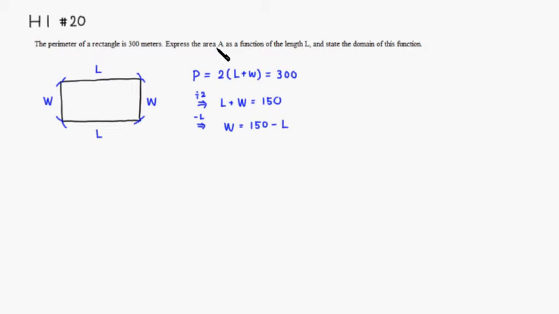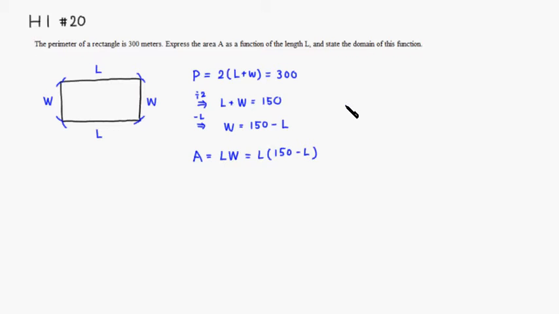Then we're talking about the area, so we want to find the area A. Since this is a rectangle, area is base times height, so it's going to be L times W. But W is another way to write that, 150 minus L. So I'm going to replace W by 150 minus L. So this is going to be equal to L times the quantity 150 minus L.